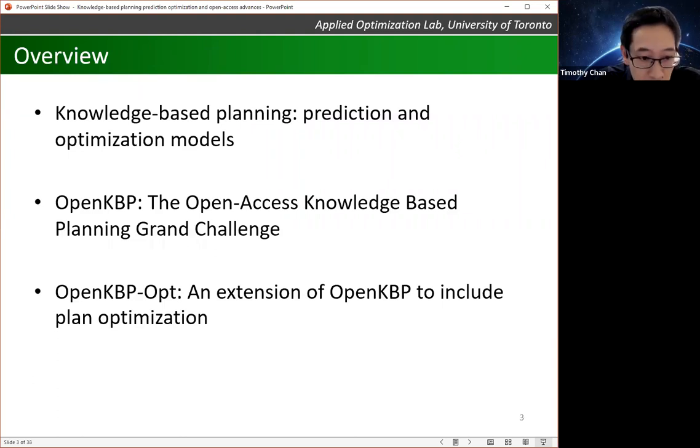Okay, so here's the overview of the talk. I'm going to talk about essentially three papers and sort of three mini talks in this one seminar. So the first one is around knowledge-based planning, so I'll give you some background, and then I'll talk about a couple of challenges that we organized, bringing together people internationally to solve some of these problems together.